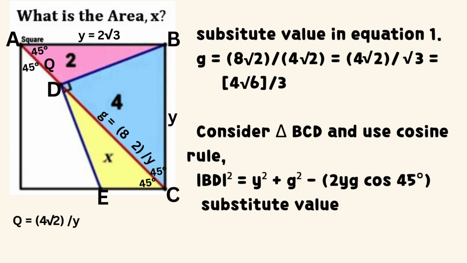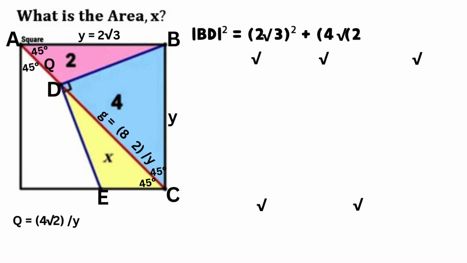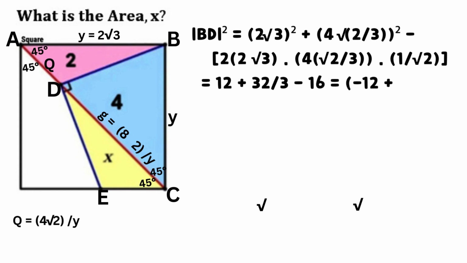Consider triangle BCD and use cosine rule. We have that the square of line BD equals the sum of the square of Y and G minus the product of 2 and Y times G times cosine 45 degrees. Substitute values. Simplify to have that the square of line BD equals 20 divided by 3 as shown on the screen.